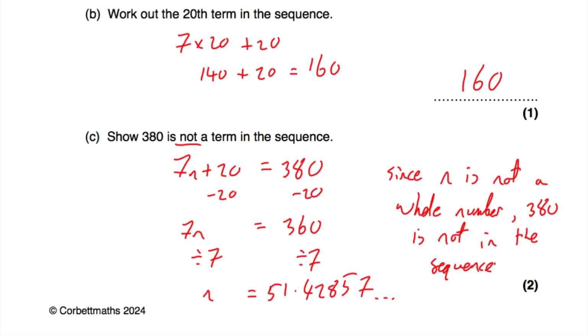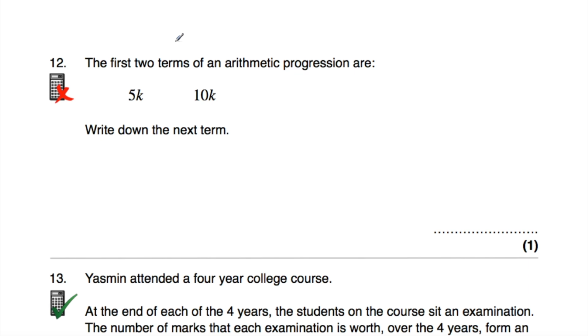Okay, let's look at our next question. Question number 12 says the first two terms of an arithmetic progression are 5k and 10k, and we've been asked to write down the next term. Okay, so it's an arithmetic progression. That means it's getting bigger by the same amount each time. So to get from 5k to 10k, we add 5k. So to get the next term in the sequence, we need to add another 5k. So 10k plus 5k will be 15k. So the next term in the sequence is 15k, and that's it.